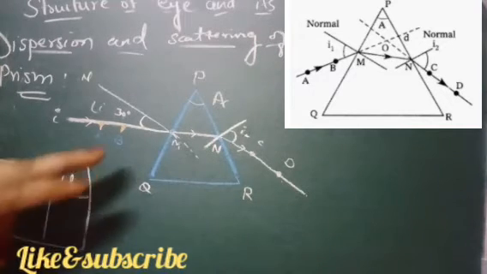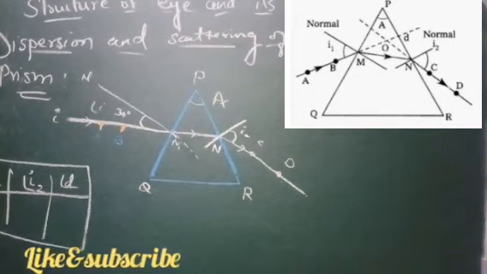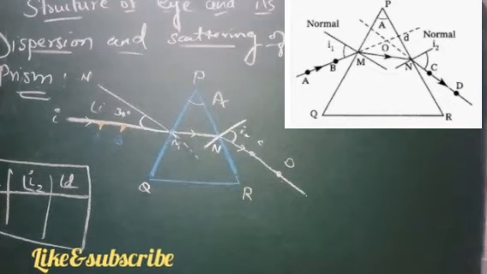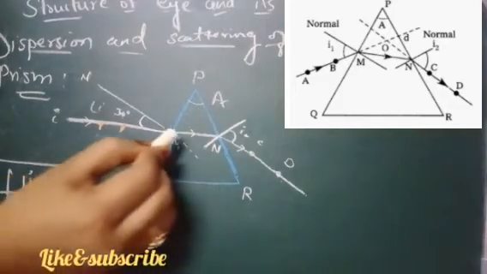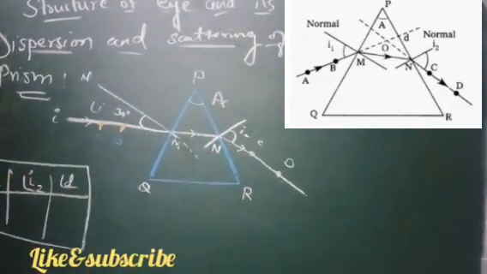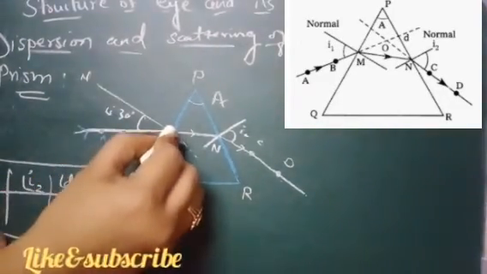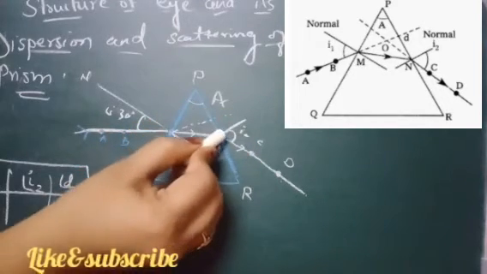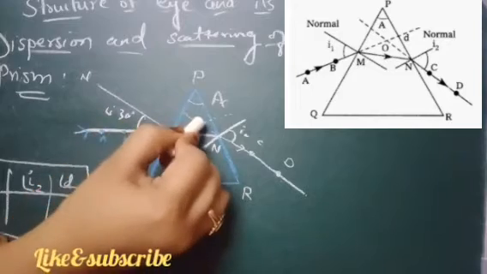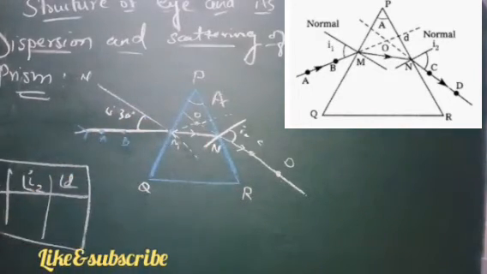Now extend both the incident and the emergent ray till they meet at a point O. So we are extending these lines. Suppose the ray was falling, it would be like this. So it is meeting at a point O.